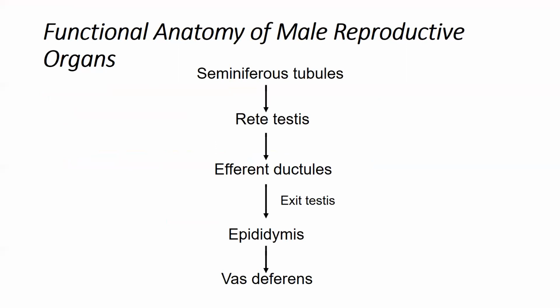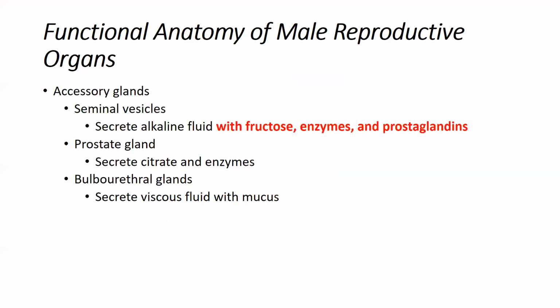Okay, so just to remind ourselves, the tract that sperm take from the seminiferous tubules where they are created or developed, through the rete testis, which is a part of the testes, out to the efferent ductules. From the efferent ductules, they actually leave the testis, make their way to the epididymis. From the epididymis, they enter the vas deferens. From the vas deferens, we know that they make their way into the prostatic urethra, and then finally into the spongy urethra and out of the body.